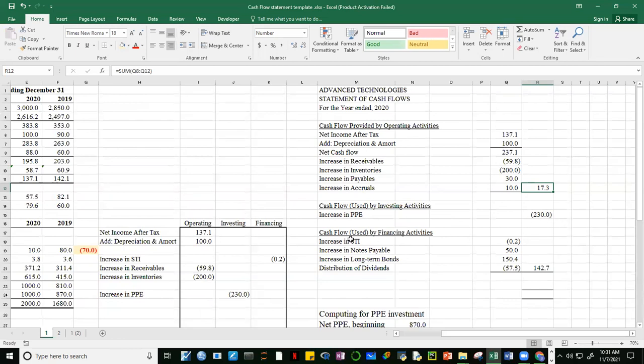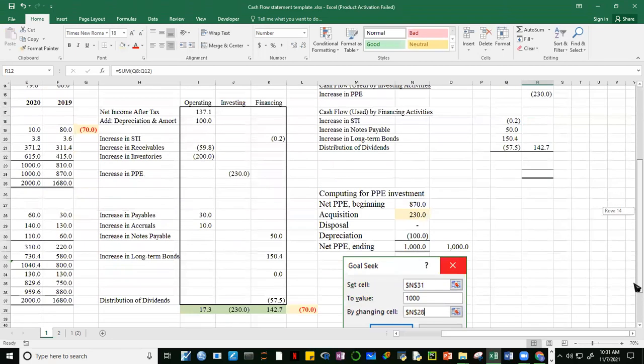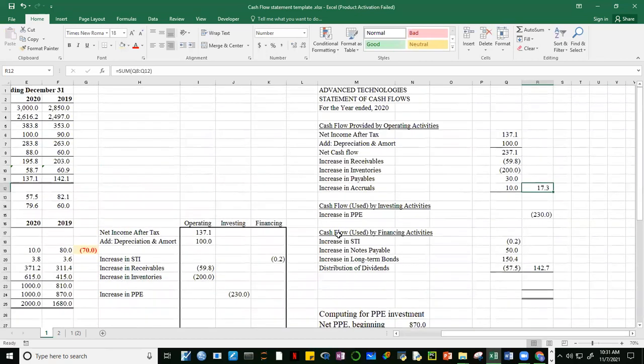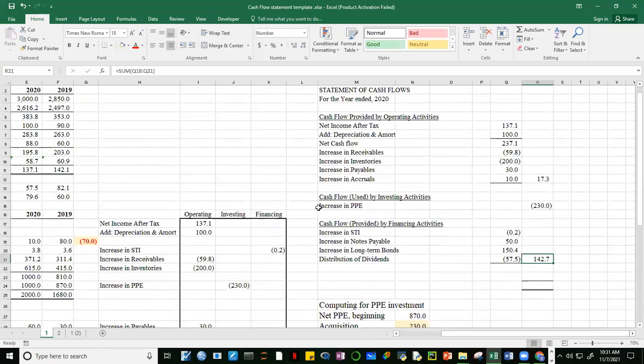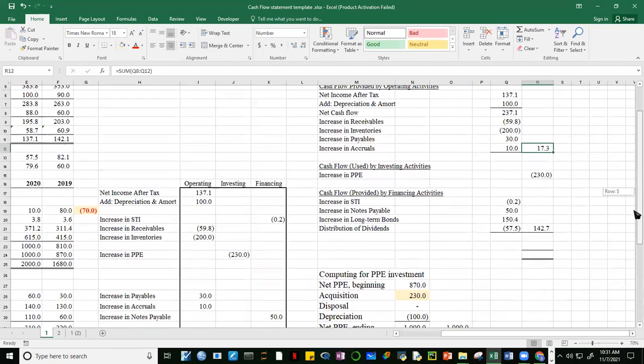And this one, cash flow, financing is positive, so this should be cash flow provided. Okay, so that's cash flow provided by financing activities, which is 142.7. This is the cash flow used by investing, 230, and cash flow provided by operations, 17.3.